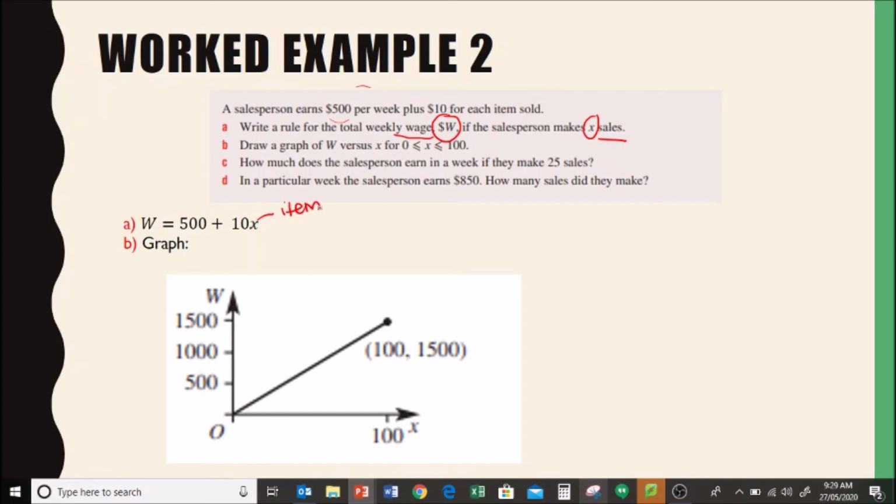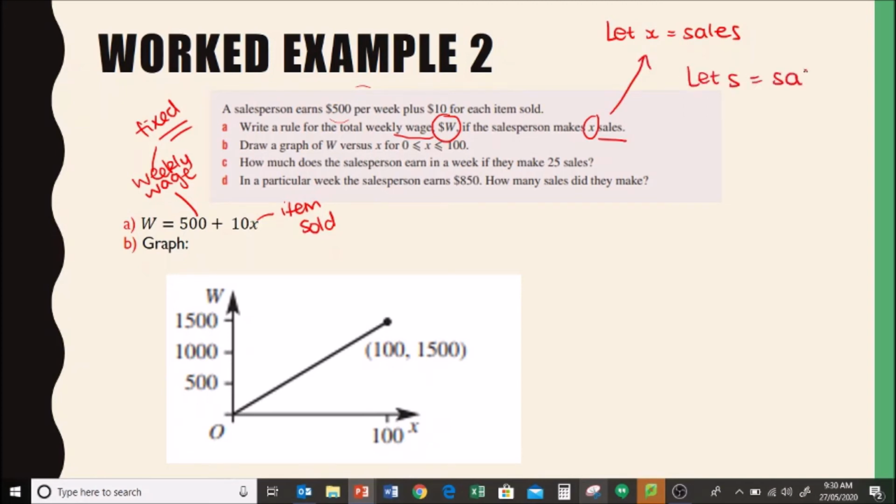This is items sold, and this is weekly wage. And this is a set, a fixed amount. Now if they don't give you the variables, like the letters, you can make them up yourself. But make sure you write something like let X equals sales, for example. If you wanted X to be sales, you could do let S equals sales. It's up to you, only if the question doesn't ask for the variable.